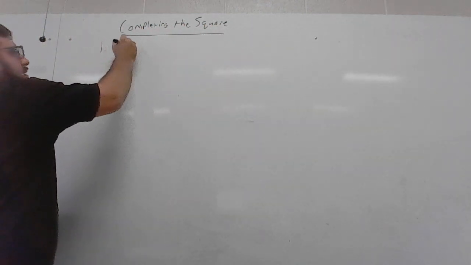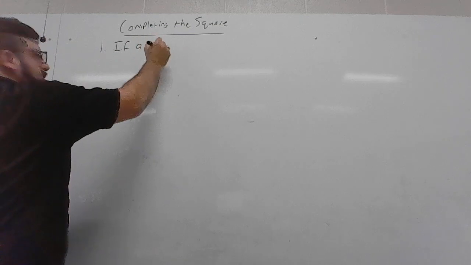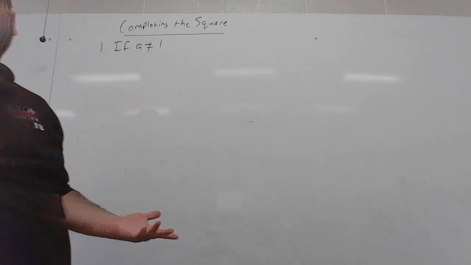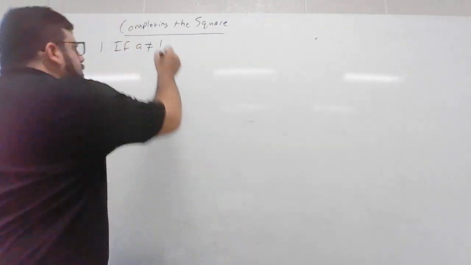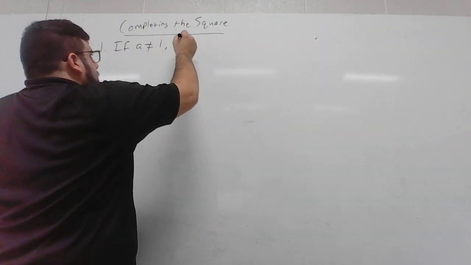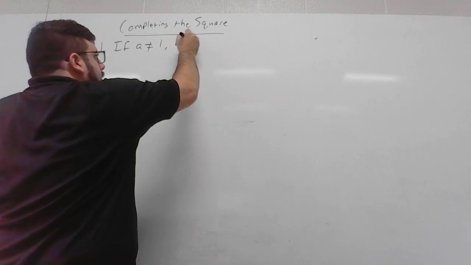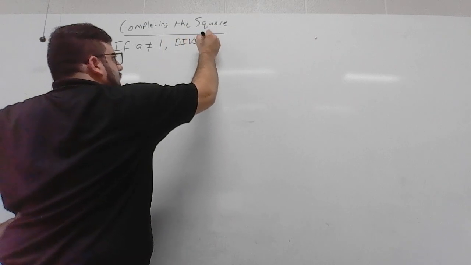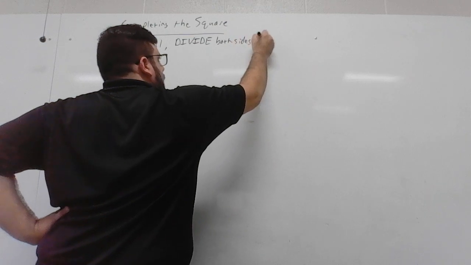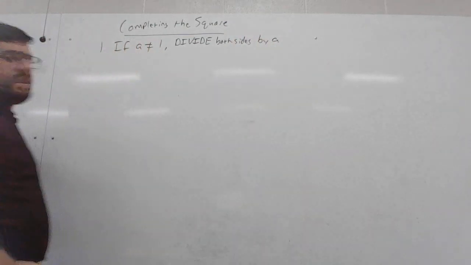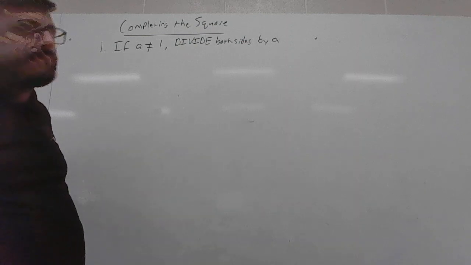First step, if a is not equal to 1, then we can't use the proposition that we just mentioned before. So if a is not 1, then we have to divide everything by a, whatever a is. Okay.